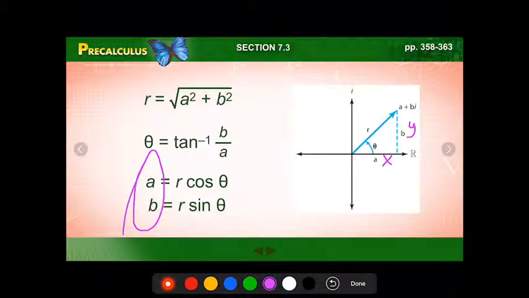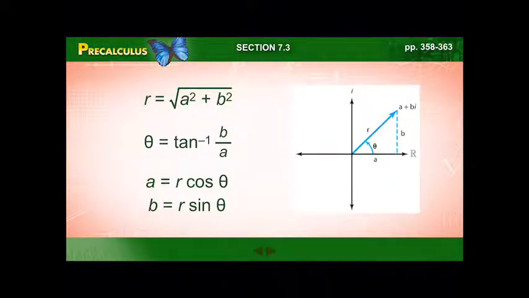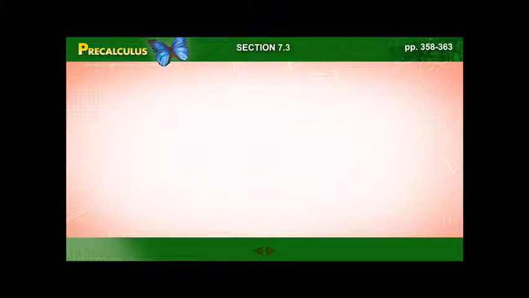Again, why do we do that? Because now notice we're writing it in terms of a complex number. So it's the same exact concept, it's just substituting a and b in the place of x and y. Now this leads us to a very important concept.